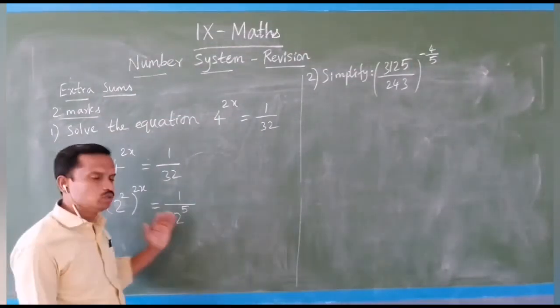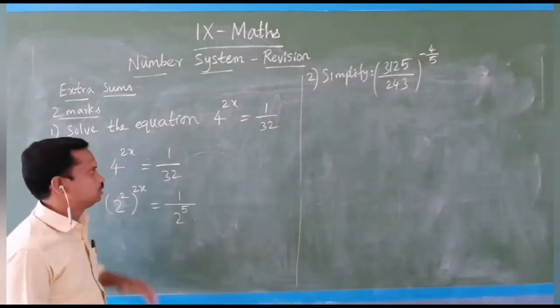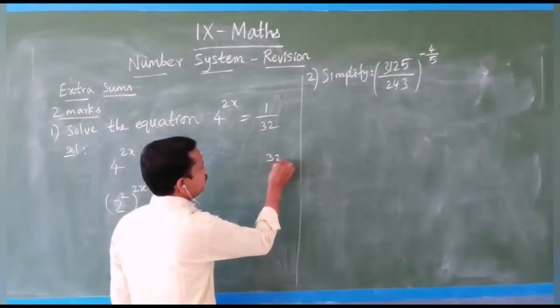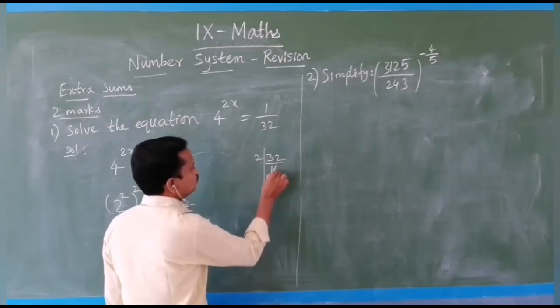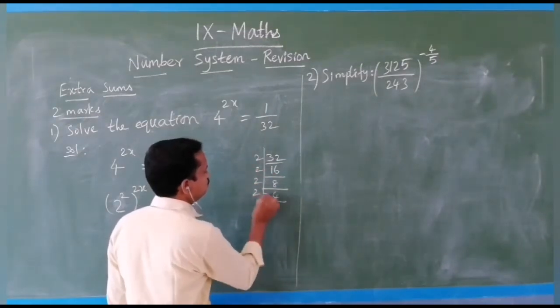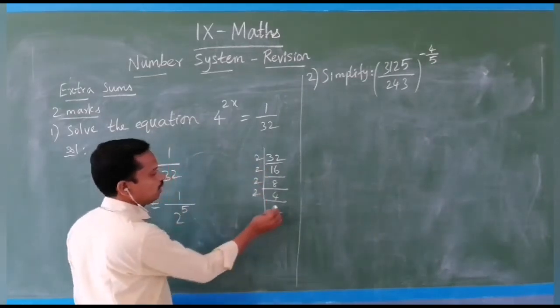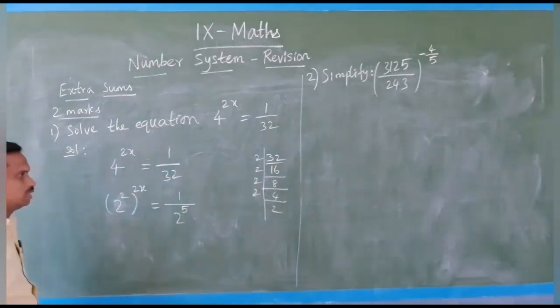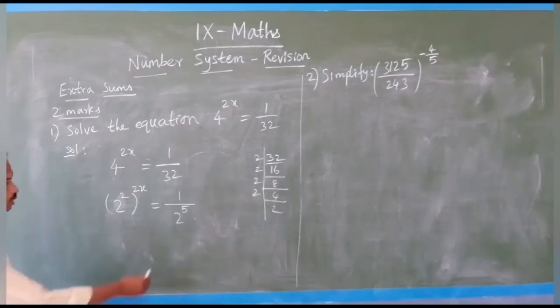So, if you multiply 2 five times, you get 32. That you can do by taking the prime factors. 2 16s are 32, 2 8s are 16, 2 4s are 8, and then 2 2s are 4. So, 1, 2, 3, 4, 5 twos are there. Like that you can apply the prime factorization. So, you get 2 to the power 5.